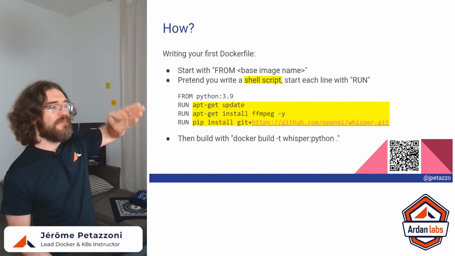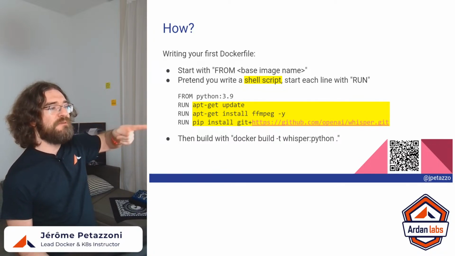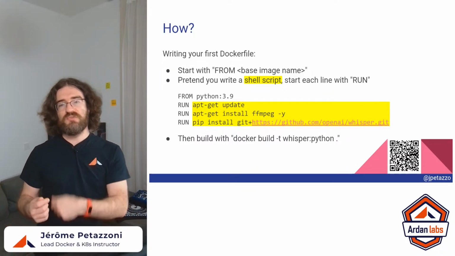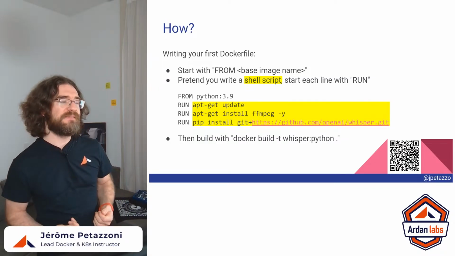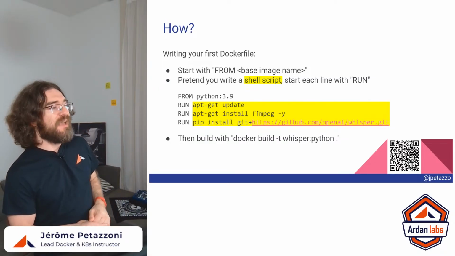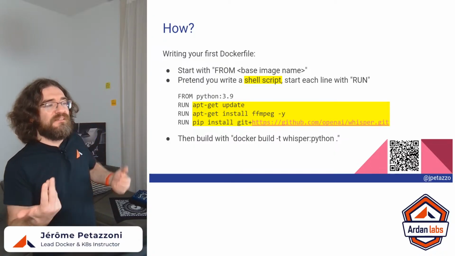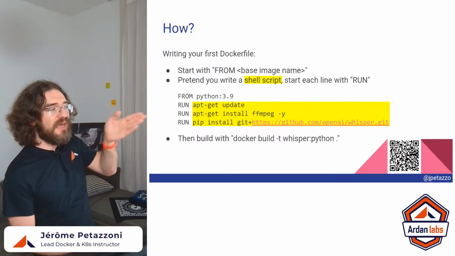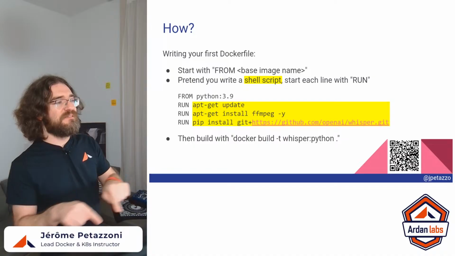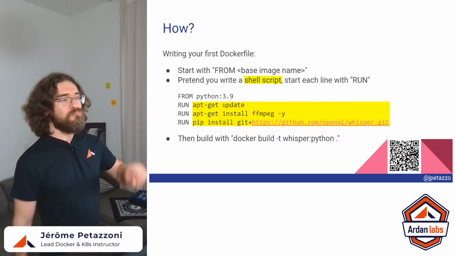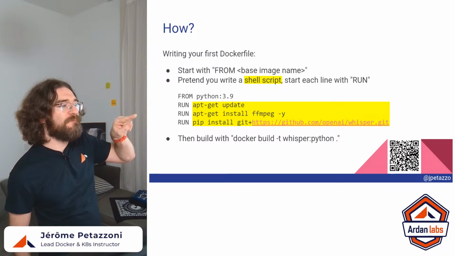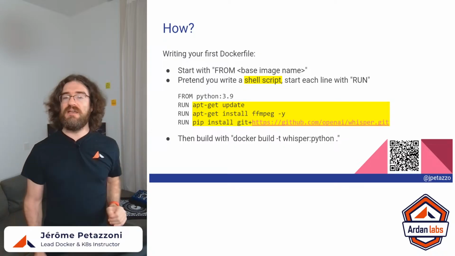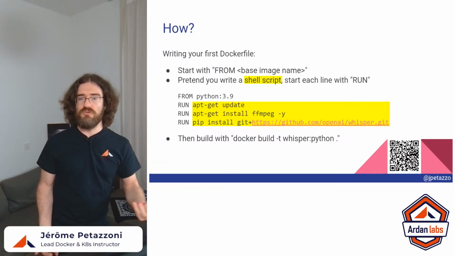So for instance, for Whisper, this is all I need to do, pip install. And actually, Whisper is using FFmpeg to transcode and convert audio formats. So you need to install FFmpeg. And so I pretend that I have an Ubuntu or Debian machine, and I write this 3-line script: apt-get update, apt-get install FFmpeg, pip install Whisper. You put that in a Dockerfile just by adding RUN in front of each line, and FROM on the first line to indicate your starting point, your base image.